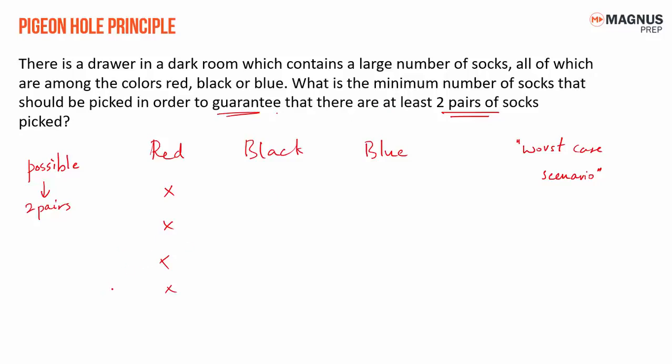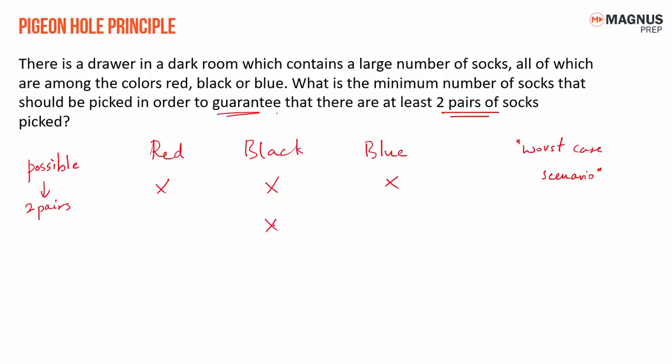So let's try doing that. Let's imagine that we start by, say, picking a red sock. Doesn't matter. The second sock you picked was a black one, the third one was a blue one, right? So now, whatever you pick, you got your first pair of socks, right? You have black as a pair.